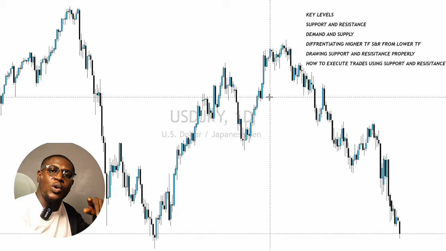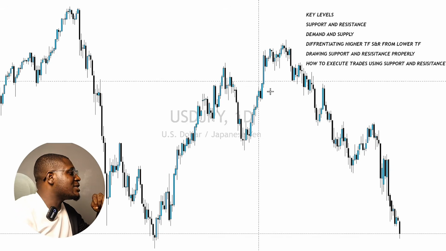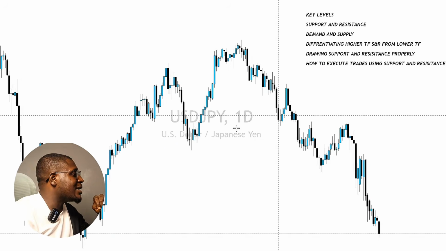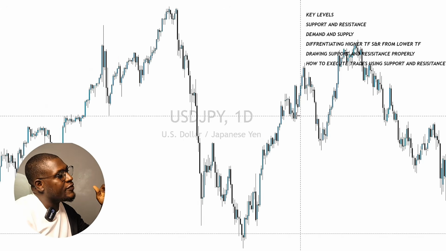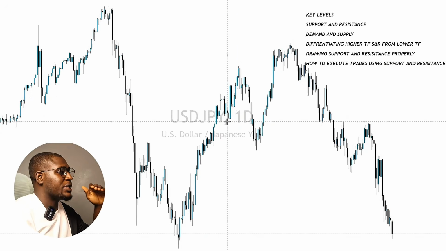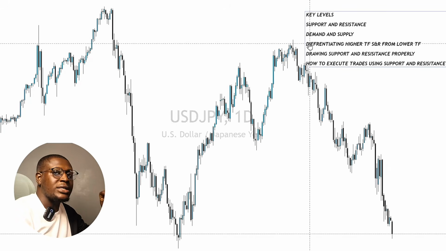But should we always buy from a support, or sell from a resistance point? That is another problem that a lot of people also have. So let's look at understanding support and resistance. Differentiating the higher time frame support and resistance from the lower time frame support and resistance is going to key us into understanding the basic demand and supply.